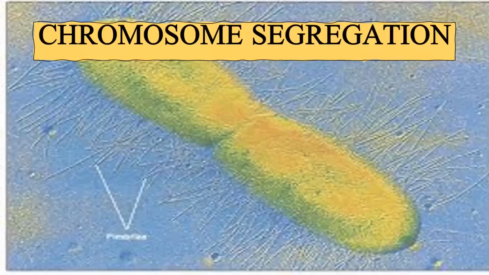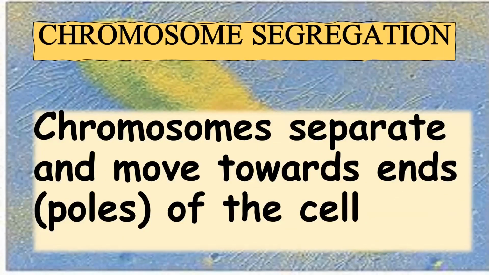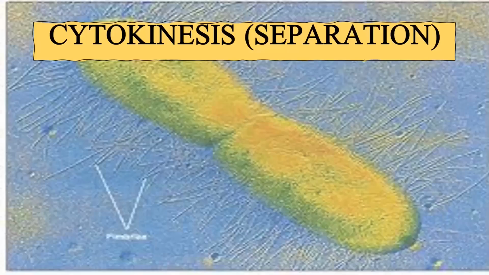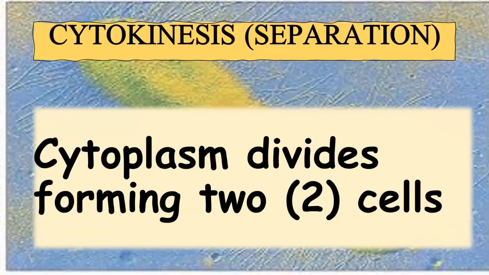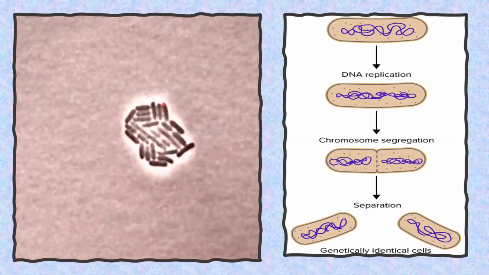Second, the chromosome segregation. In the chromosome segregation, chromosomes are separated and move towards the poles of the cell, like this one. Third, in cytokinesis, or separation, the cytoplasm divides, forming two cells, like here in this animation and how they divide.